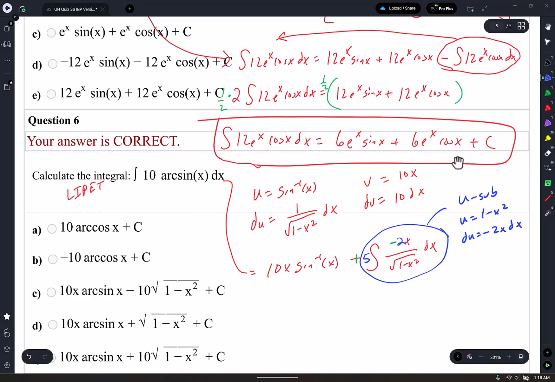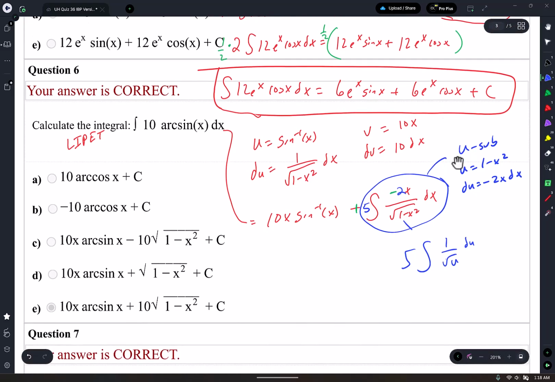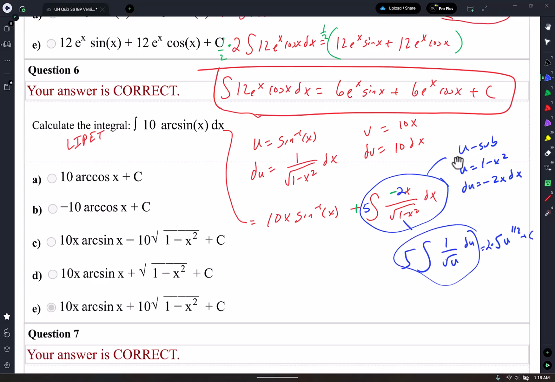All right, so now this right here just goes to 5 times the integral of, let's see, 2x dx is du, so 1 over the square root of u du. So that's just the same thing as saying this. So I'm going to go 5, and then that's u to the negative half. Add 1, so u to the half. Divide by half, so that means times 2. Times 2 plus C. All right, so I got everything I need. So this is 10 square root of u plus C.